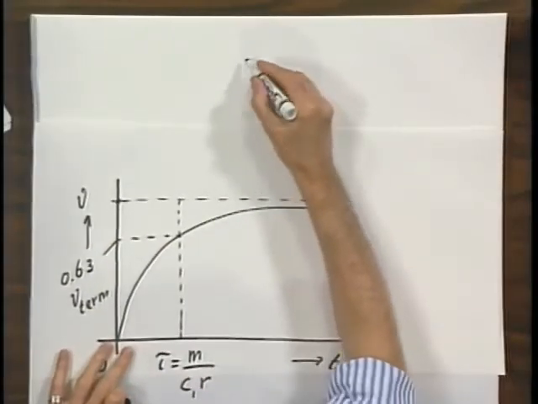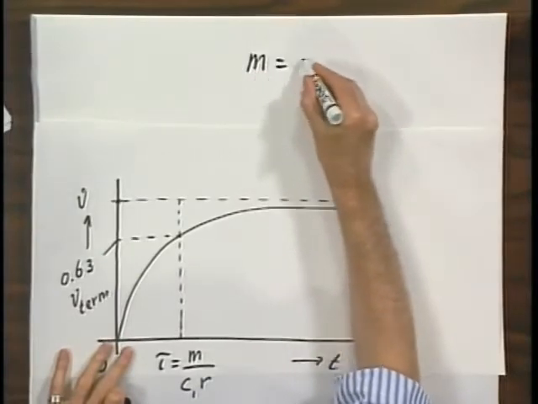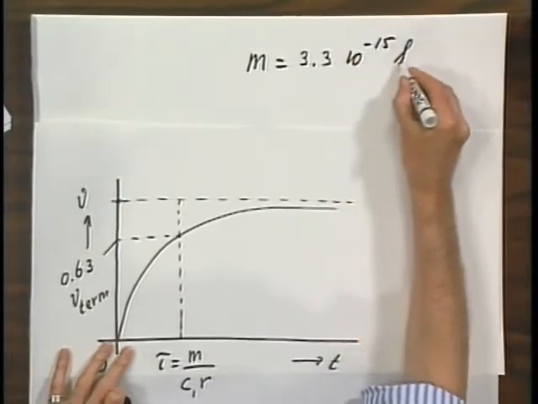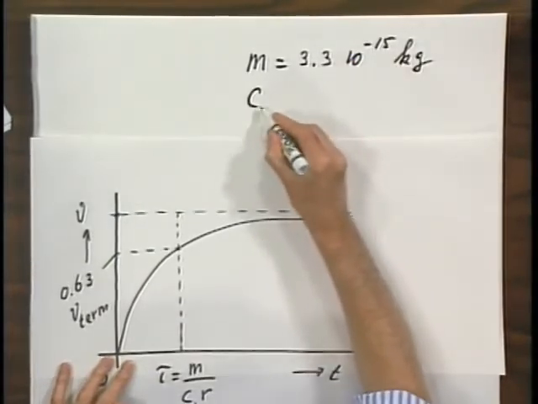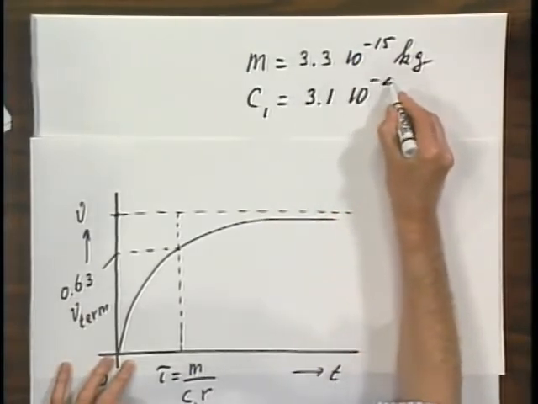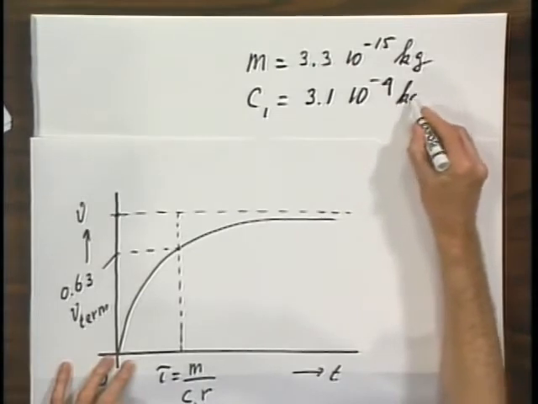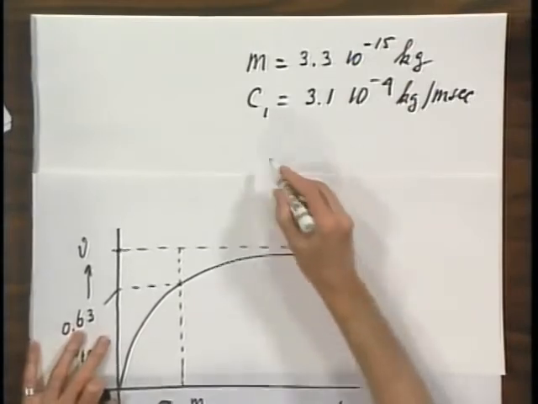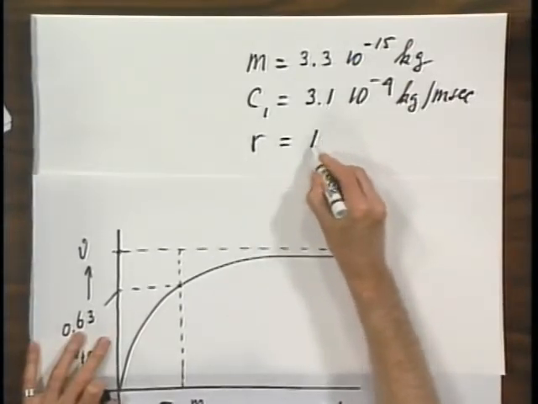So let's now substitute in there the values that we had for the oil drop and see what the value of tau is. I'd like to remind you that the mass of the oil drop was 3.3 times 10 to the minus 15 kilograms. The value for C1 is 3.1 times 10 to the minus 4 kilograms per meter per second, and the radius of the oil drop was 1 micron.